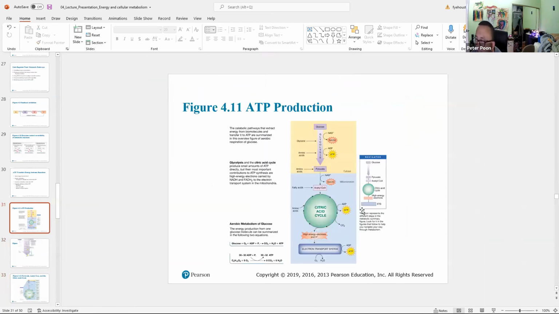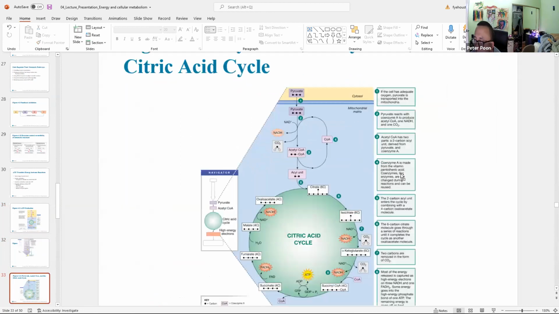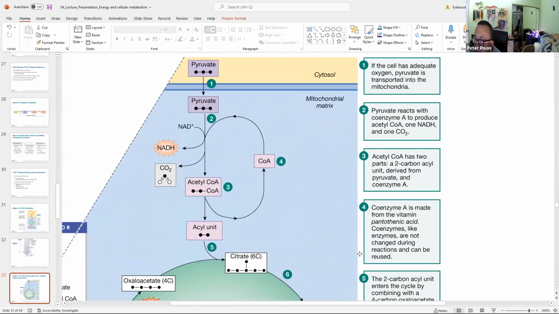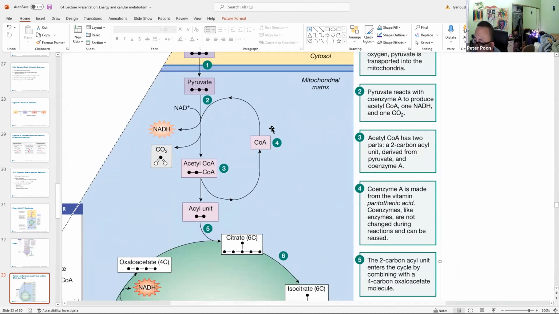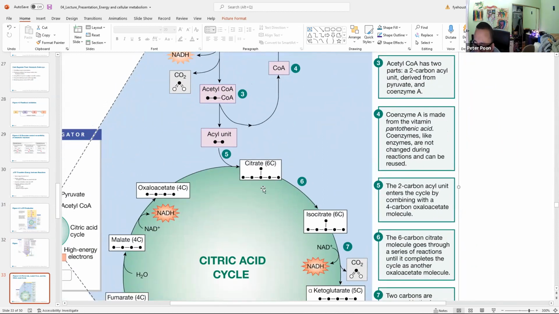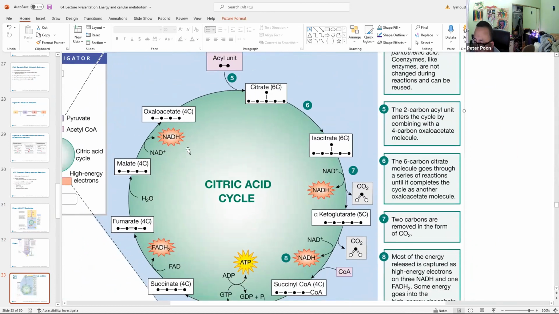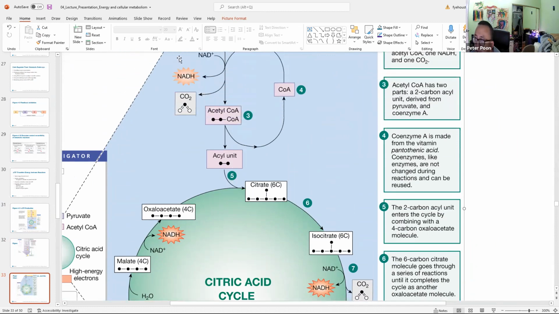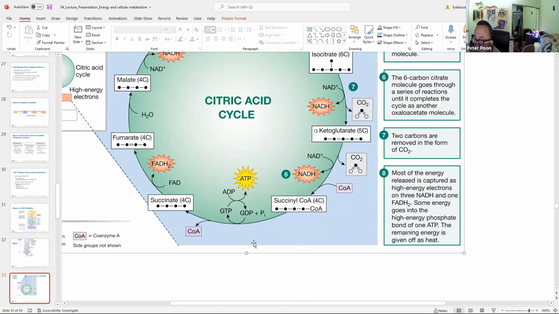So here is the citric acid cycle. You can read all about it here. And this is why we have mitochondria in the first place. This is the mitochondria, and this is where it actually takes place. If you go through the citric acid cycle, make sure you're aware of how many NADHs are released here and here, how many FADHs, how many ATPs.